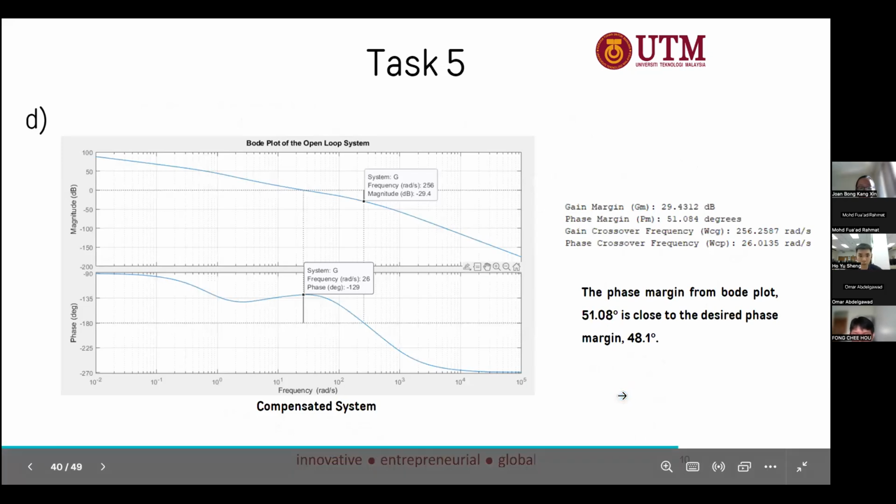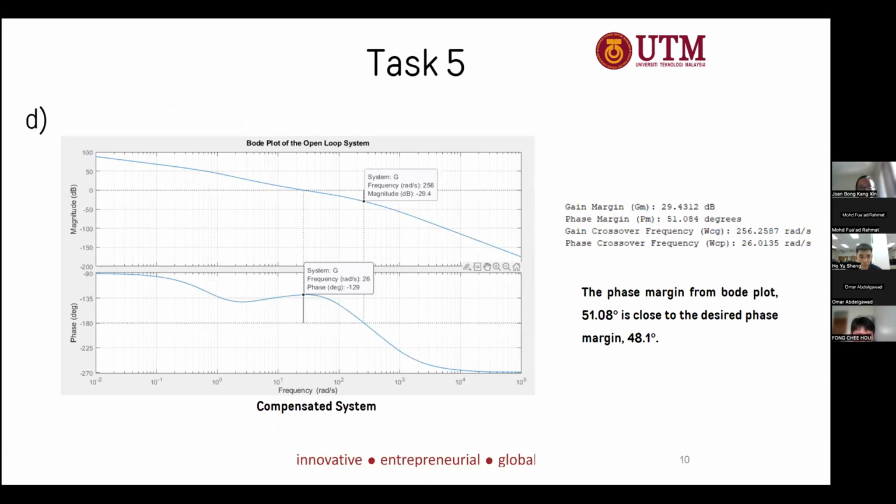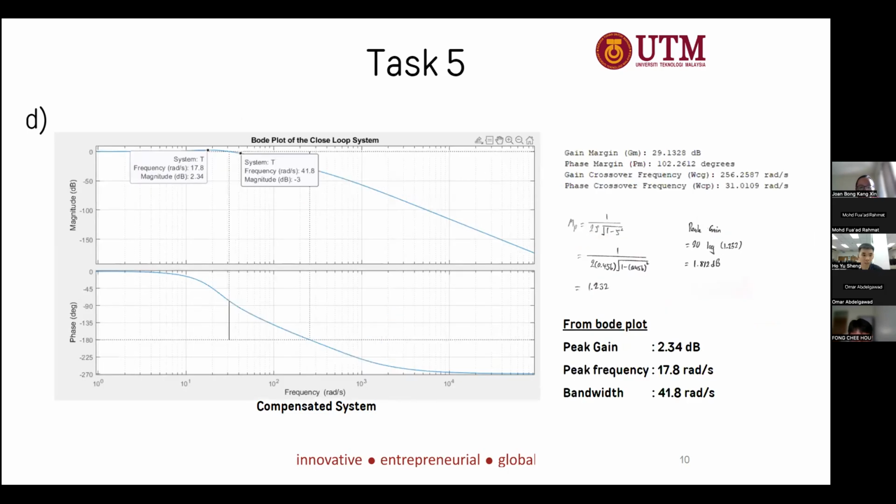By using MATLAB, you can get the plot of the open loop system. So we can see the phase margin and also the gain margin are positive values, which means it's a stable system. However, you can see the phase margin from the plot is equal to 51.808 degrees. It is close to our desired phase margin 48.1. Then we analyze the properties of the closed loop compensated system so that we can find the peak gain, peak frequency, and also the bandwidth from the plot.